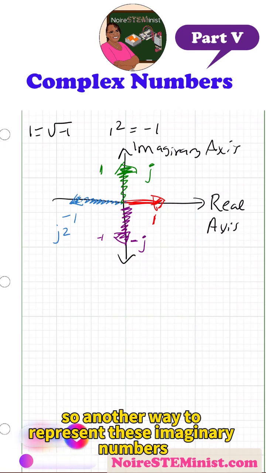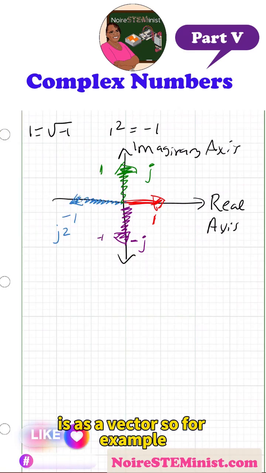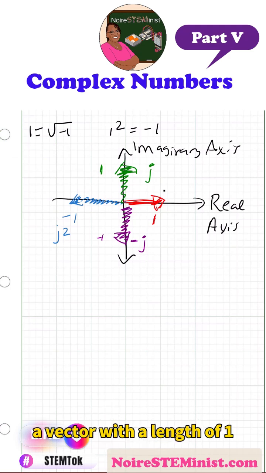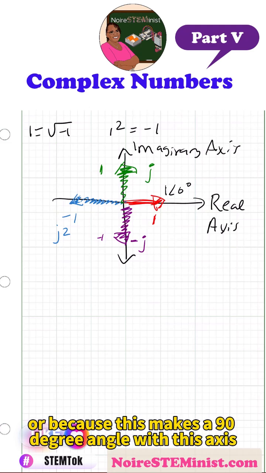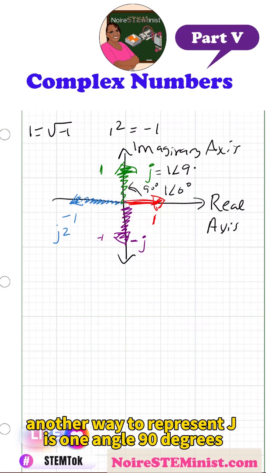So another way to represent these imaginary numbers is as a vector. For example, a vector with a length of 1 and an angle of 0 would be 1 angle 0 degrees. So that would represent the number 1. Or because this makes a 90-degree angle with this axis, another way to represent J is 1 angle 90 degrees.